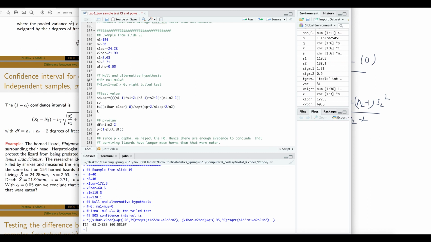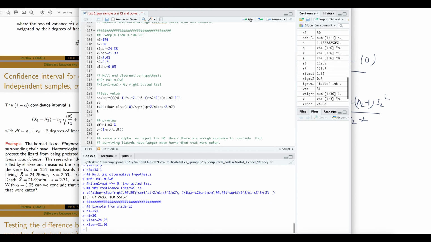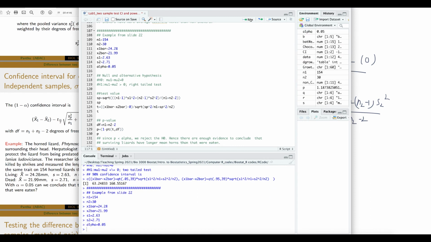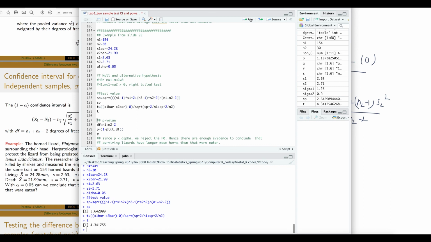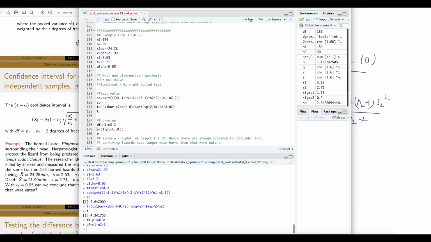Let me run from the beginning, line 109. That's what we have given, and then sp is found to be 2.64, the pooled standard deviation. And what is the test value? The test value is 4.34. To find the p value, we need the degrees of freedom. Degrees of freedom is n1 plus n2 minus 2.